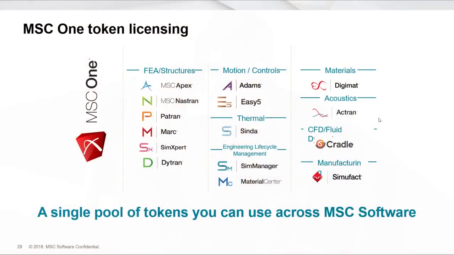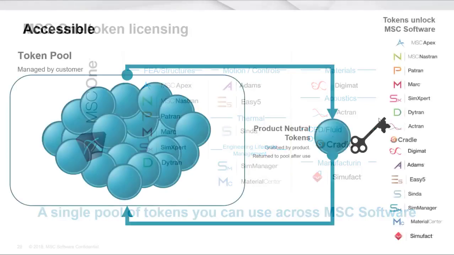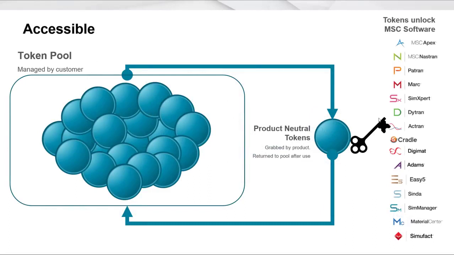For us at MSC, one of the first things that we did was look at our MSC One token licensing system. Right here, it's absolutely critical that we're able to leverage this for our customers. We think it's an important tool because it provides access to all of our tools to our customers at any one point. MSC One, for those of you who don't know, provides a single pool of tokens that you can use across all of the MSC softwares.